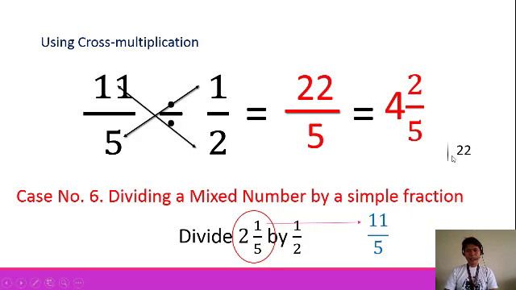Or we can perform the long division. We have 22 divided by 5 is 4. 4 times 5 is 20. 22 minus 20 is equal to 2. And 2 becomes the numerator and 5 is the denominator. So the answer is 4 and 2/5.